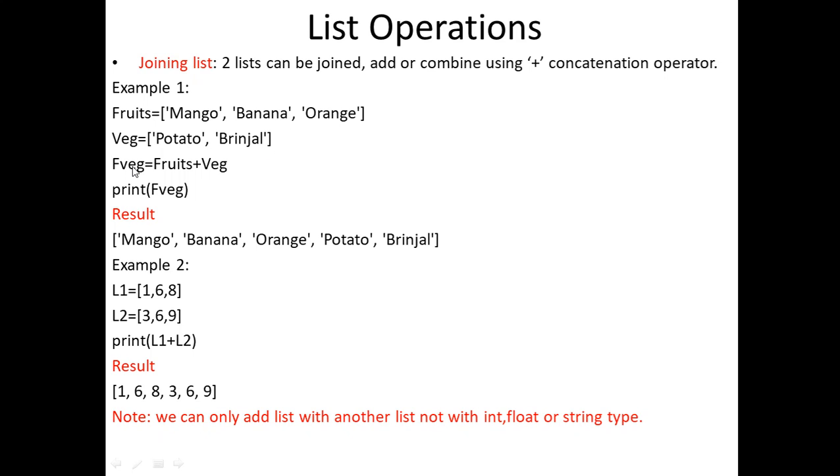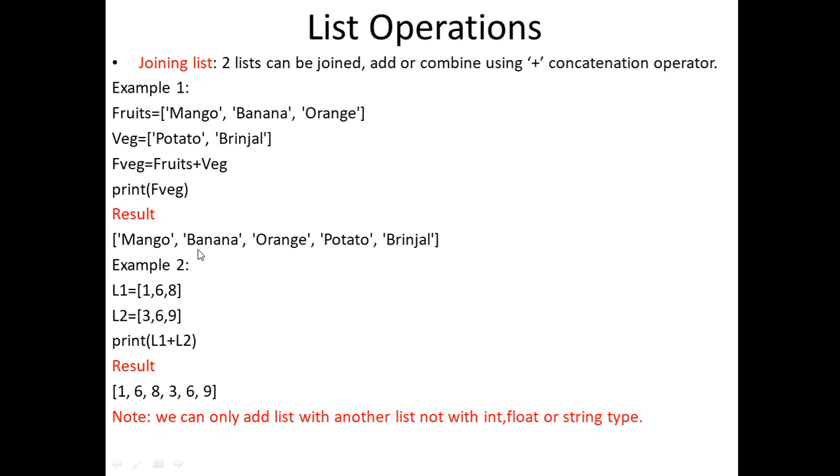I took another variable, which is a very simple variable, FVEG, meaning fruit as well as veg, and I am joining fruits plus veg. So fruits mango, banana, orange, veg potato, brinjal. Both the list items will be joined together, combined together. If you take the output for this, you will get both lists joined: mango, banana, orange, potato, brinjal.